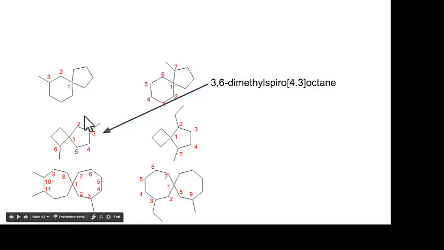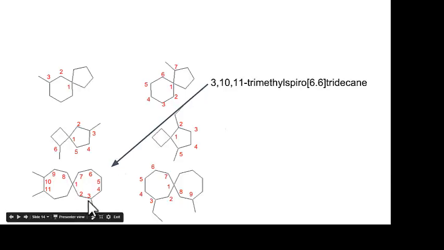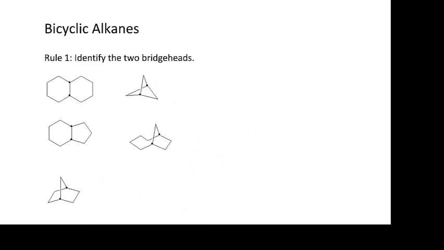Next one, this would be called 3,6-dimethylspiro[4.3]octane. This would be called 2-ethyl-5-methylspiro[4.3]octane. Next one, this would be called 3,10,11. Because there are 3 methyls, we have to have 3 numbers in front. So 3,10,11-trimethylspiro[6.6]tridecane. And finally, this last one, 3-ethyl-9-methylspiro[6.6]tridecane. So now you know how to name spiro compounds.